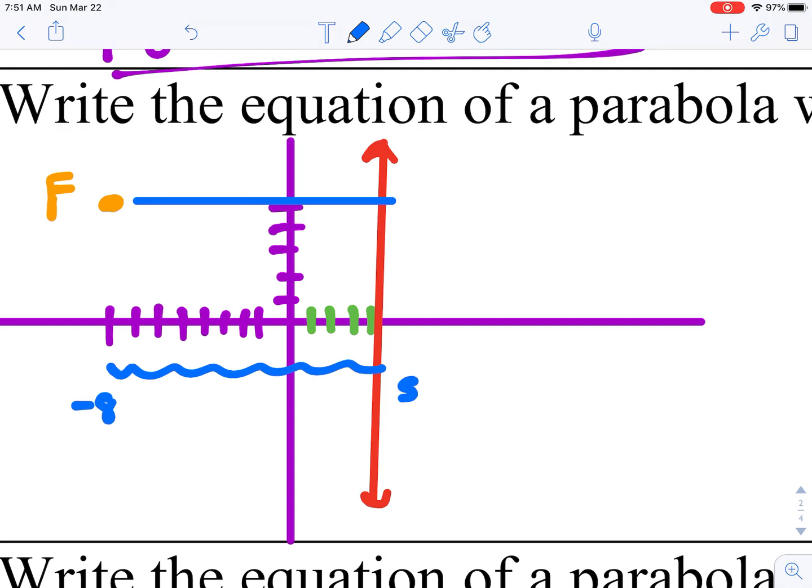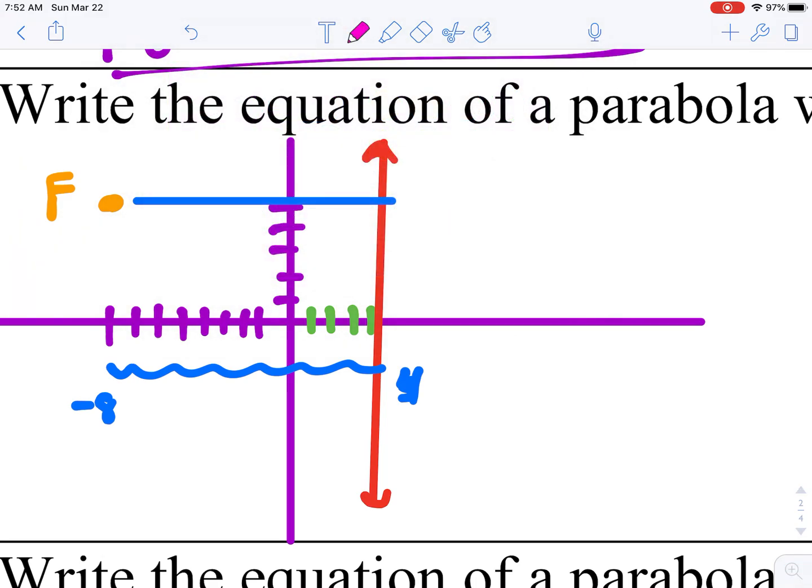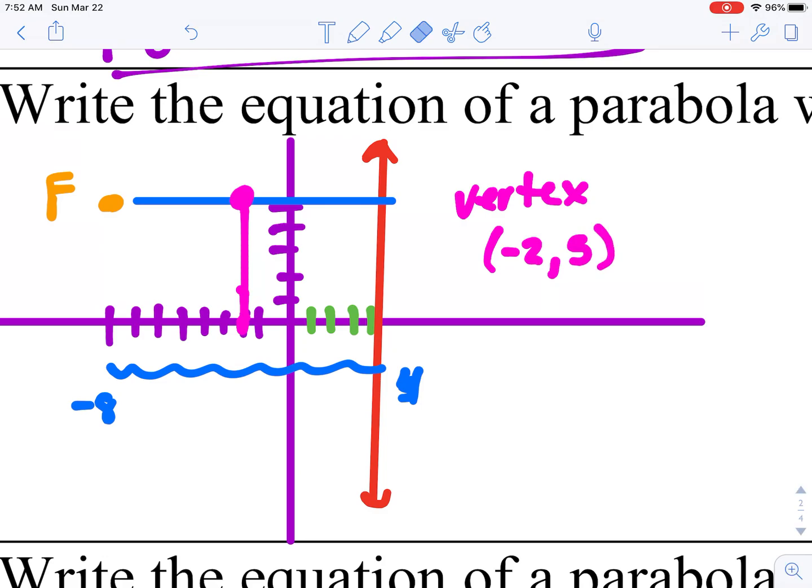I'm sorry, no. This is not a 5. That's why I was confused, sorry. I don't know why it's not letting me erase. This is 4. My apologies. So that is 12. So we're going to be 6 units from both directions. And 6 would put us right around here at 2. And then we're going to be at the height of the focus. So our vertex halfway between is at negative 2 and a positive 5.